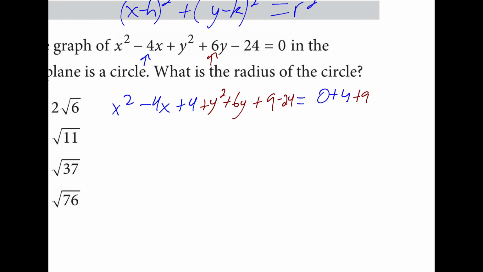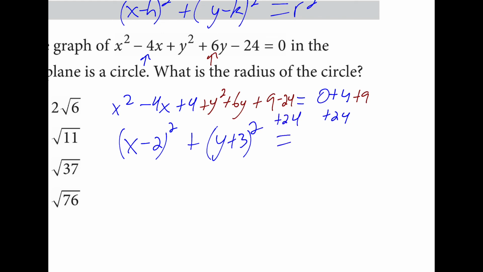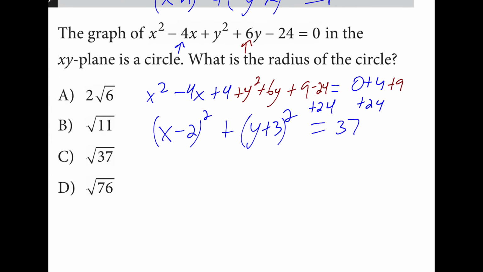We can now simplify things, and this becomes x minus 2 squared. This becomes y plus 3 squared. I'm going to move the 24 to the right, and we have 37 over there. So r squared is equal to 37, so r is equal to the square root of 37.